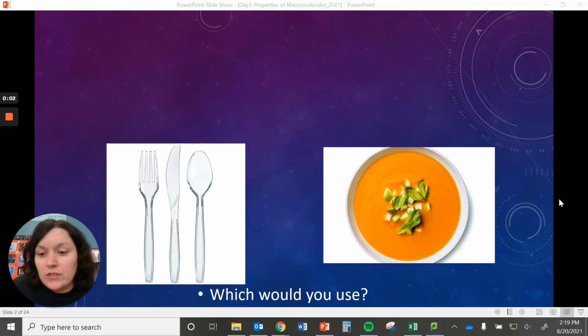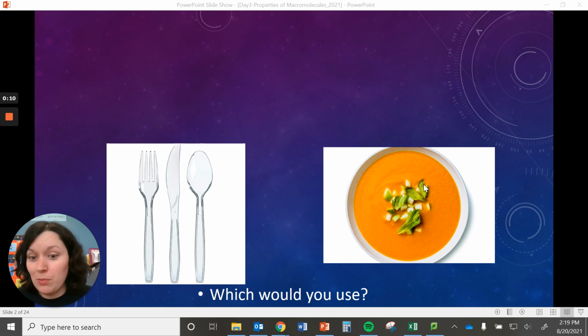Hey guys, we're going to go over the lesson for today about the properties of macromolecules. So we're going to think about which would we use, a fork, a knife, or a spoon to eat this soup. It's kind of obvious answer, right? We'd use the spoon, but why would we use the spoon and not the fork or the knife? And it's all about the structure relating to the function of that utensil, right?